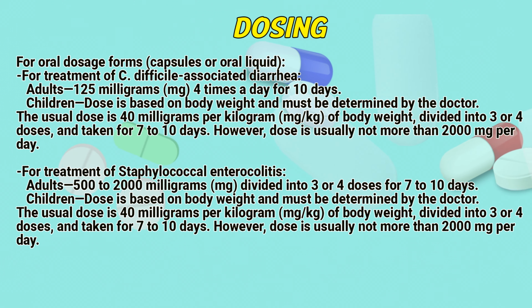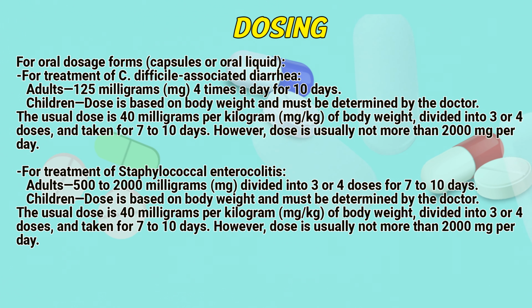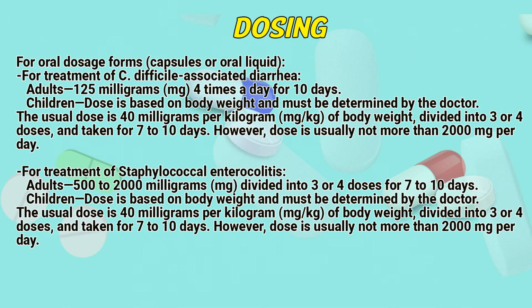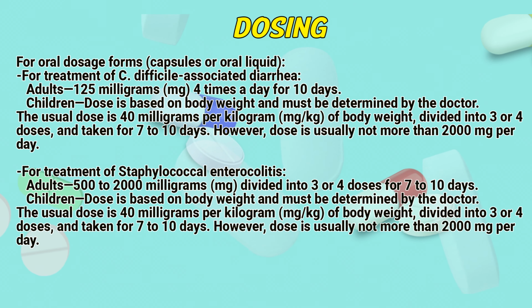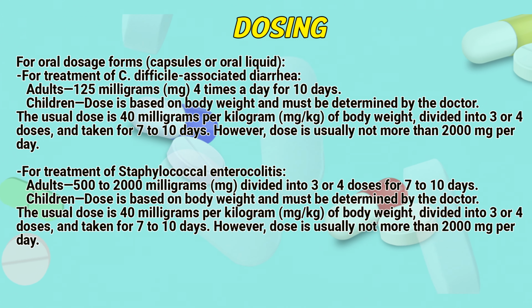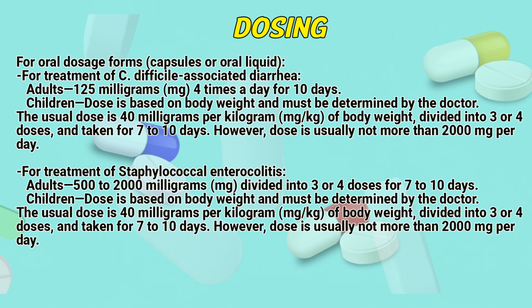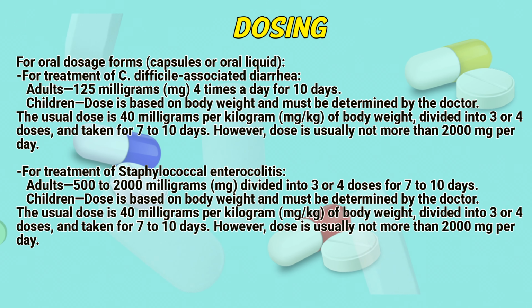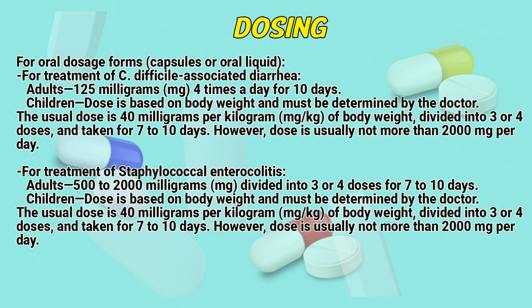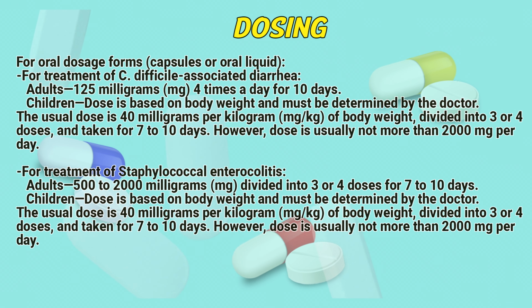For treatment of staphylococcal enterocolitis, adults: 500 to 2000 mg divided into 3 or 4 doses for 7 to 10 days. Children: doses are based on body weight and must be determined by the doctor. The usual dose is 40 mg per kilogram of body weight, divided into 3 or 4 doses and taken for 7 to 10 days. However, doses are usually not more than 2000 mg per kilogram.